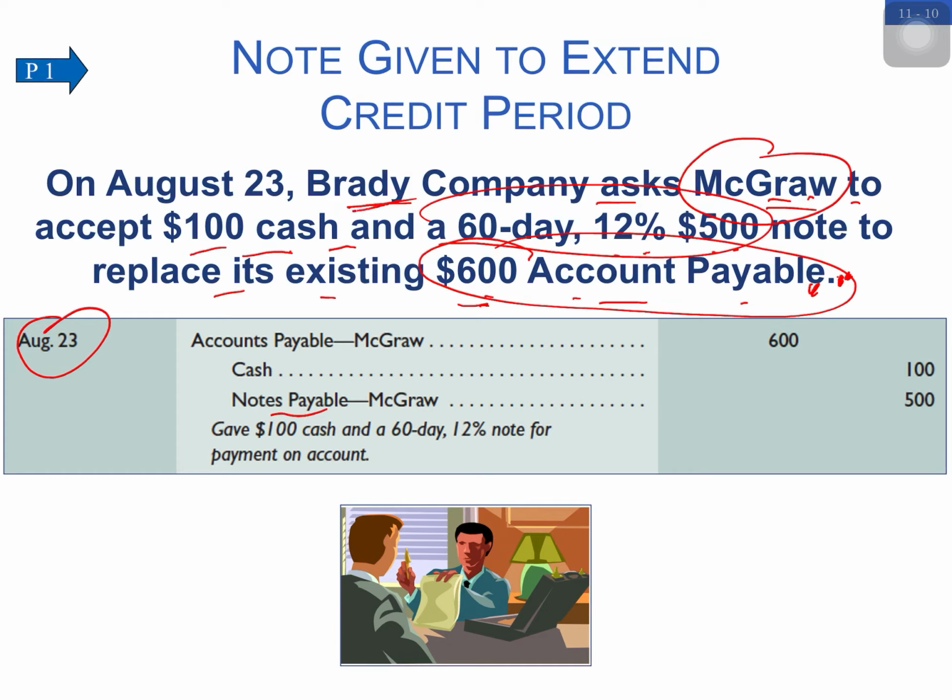So when Brady gives the cash to McGraw, Brady will record cash on the credit side, and the accounts payable to McGraw will be decreased by $600, and then the notes payable will increase.